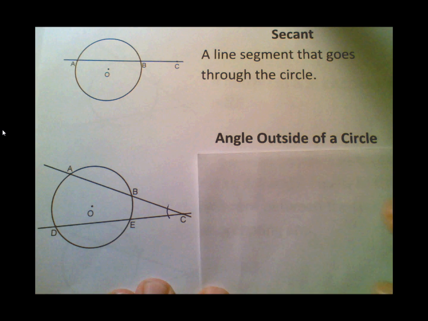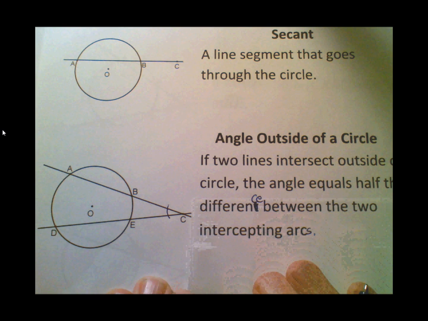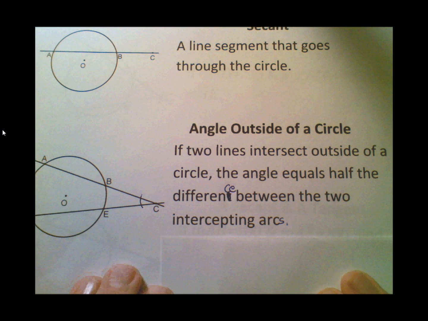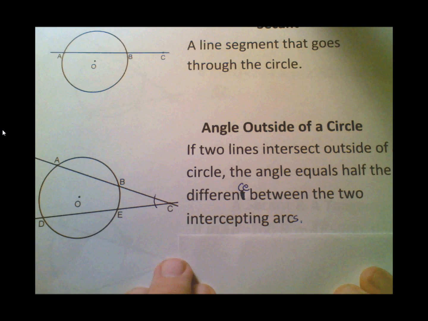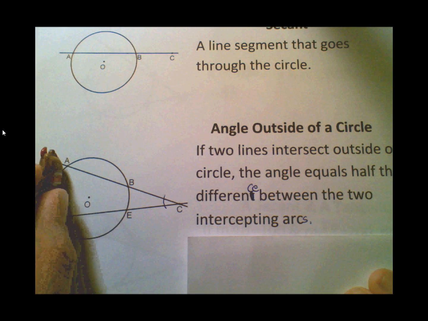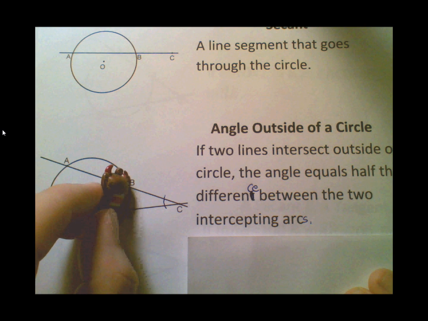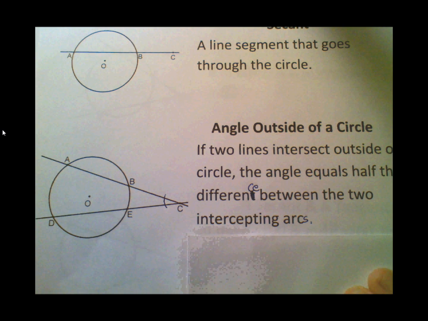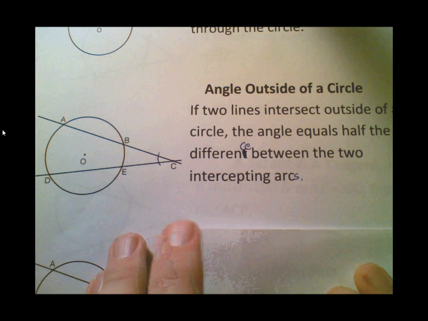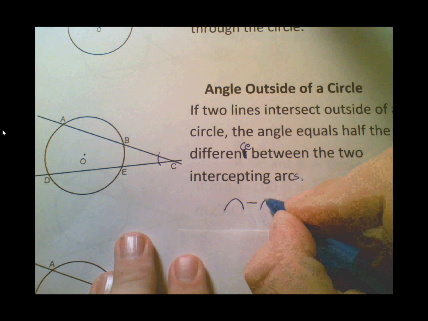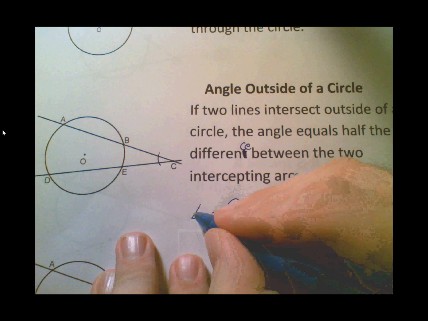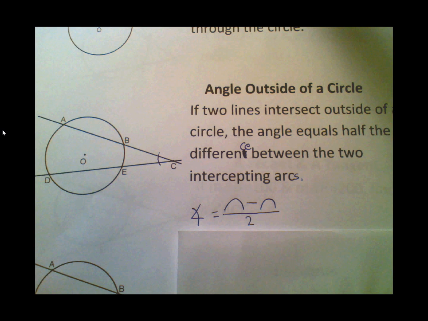So therefore, the way we can figure out that angle, please copy this down, it's long. If two lines intersect outside of a circle, the angle equals half the difference between the two intercepted arcs. So in this case, I have arc AD, Domo's going to go first, AD minus arc BE equals angle C. Yum, yum, yum. So the way we can write this out is arc minus arc divided by 2 is equal to the angle. Simple formula, but there are 3 different cases that we need to look at.